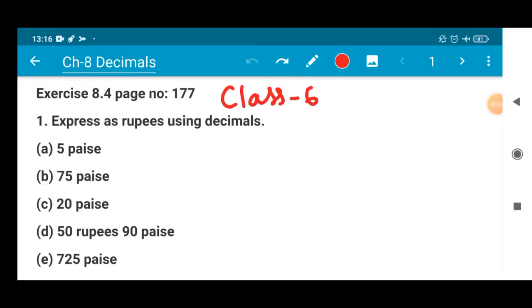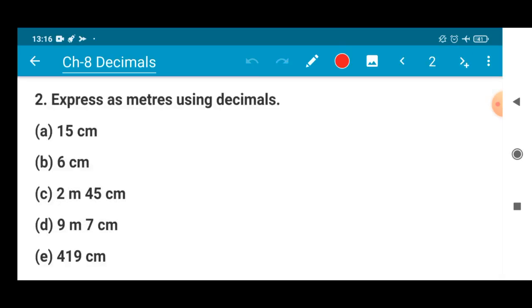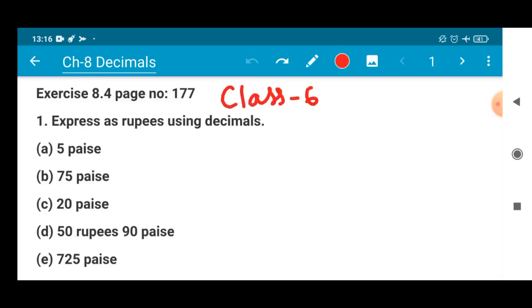So in today's session we will be doing question number 1 from exercise 8.4 and also question number 2. Okay. Question number 1 states: express as rupees using decimals. All the questions are based on rupees and paise conversion. Here the paise is given in the question and you have to convert it into rupees form. You all know how to do this, right?